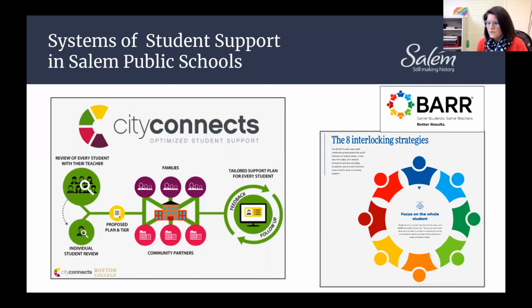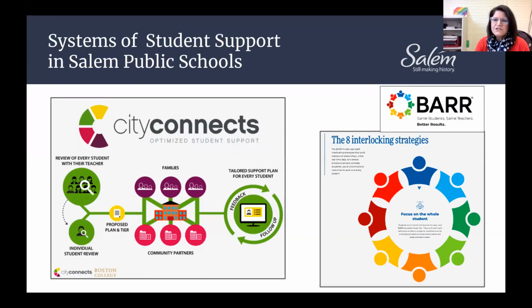And so, when COVID hit, we had City Connects implemented in all of our pre-K to 8 schools. We started implementing City Connects in 2017. And so we're currently in our 5th year of implementation. We actually went out on a limb and started implementing Barr at our high school as part of our redesign process in September of 2020. So we really leaned into our student support frameworks when we thought about how to support students and families during COVID.